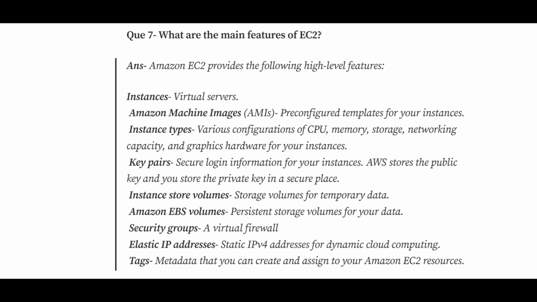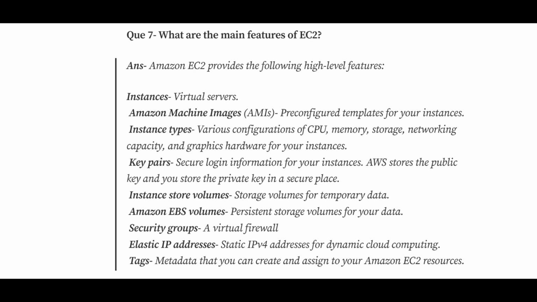We have EBS volumes, which are your persistent storage volumes for your data. Then we talk about security groups. Security groups are your virtual firewalls that allow you to specify the protocols, ports, and source IP ranges that can reach your instances and destination IP ranges to which your instance can connect.